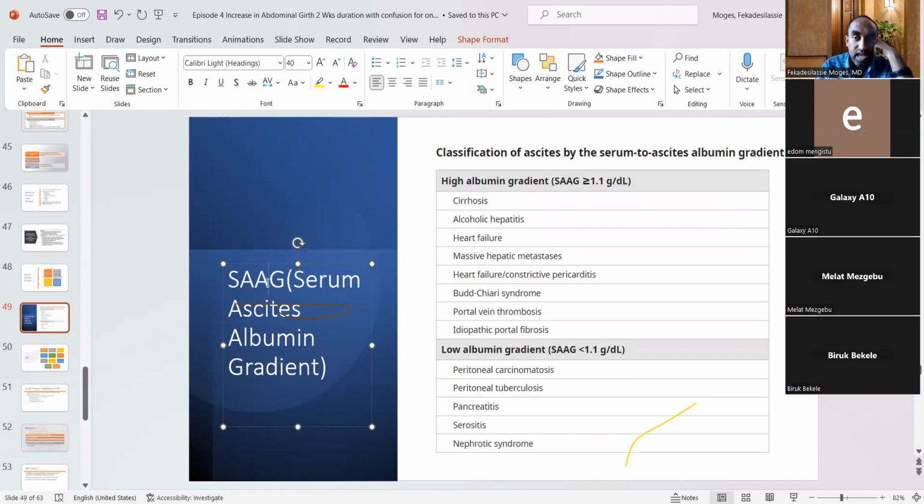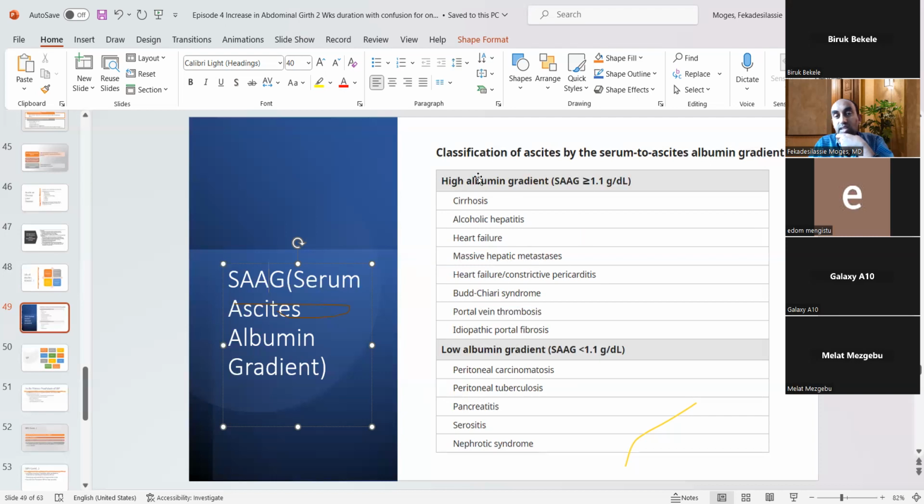Serum to ascites albumin gradient. If it is greater than 1.1, these are the differential diagnoses. If it is less than 1, most of the time, it is either TB, pancreatitis, carcinoma, cirrhosis, or nephrotic syndrome. These are the most important differentials. If it is greater than 1, these are the differential diagnoses.